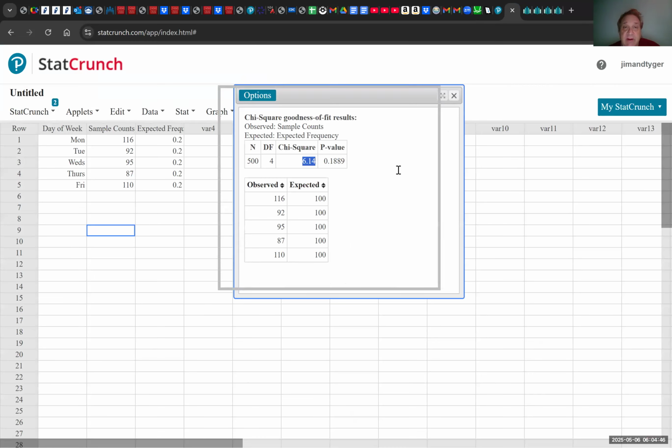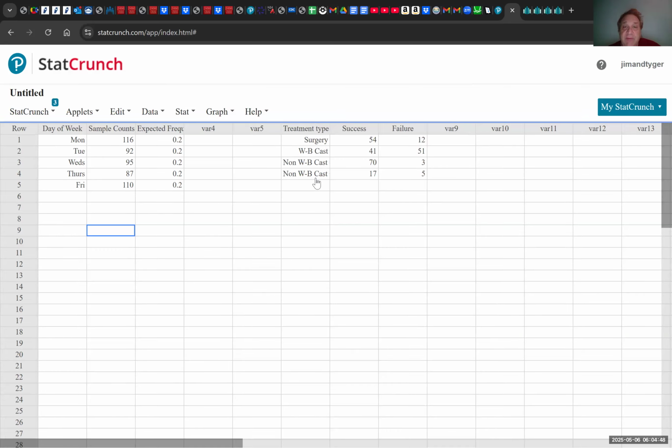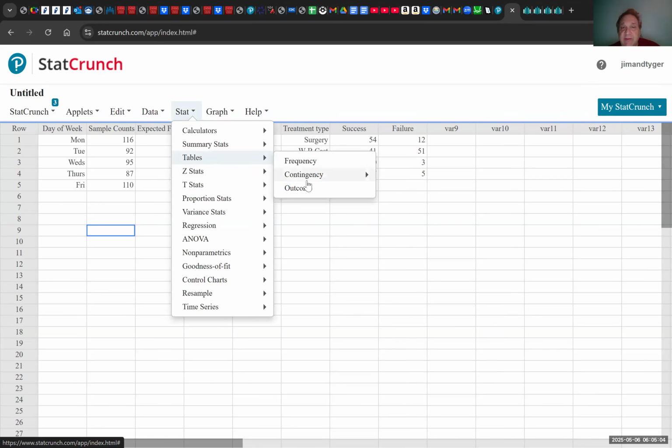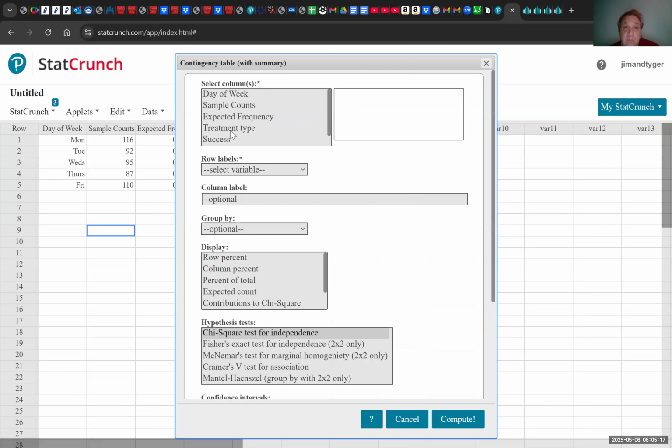All right, let me get rid of this thing right here. I've also typed in the different treatment types and the success and failure. I've typed all that data from the worksheet I'm showing into StatCrunch. Then I'm going to go to Stat, and then Tables, and you'll see there's a contingency table right here. We don't have the raw data. We have the summary of these. So we're not showing all 54 successes; we're saying that there were a total of 54 successes. That's called a summary. So we do the summary here.